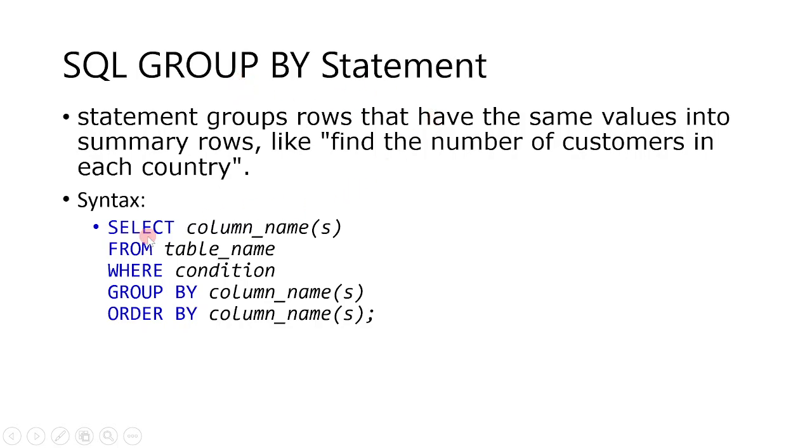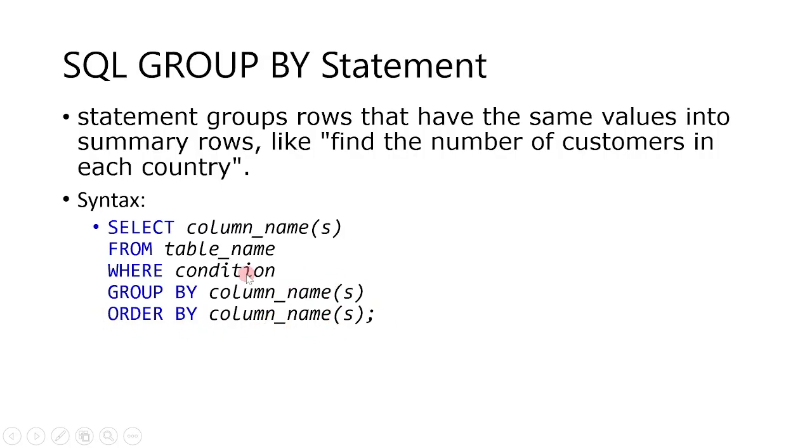For example, select, and as you can see here for the column names, it could now return multiple columns, from table name, where, so we have here the usual condition, then group by column name or names. It is possible that it would be more than one column, and order by, just add the order by.